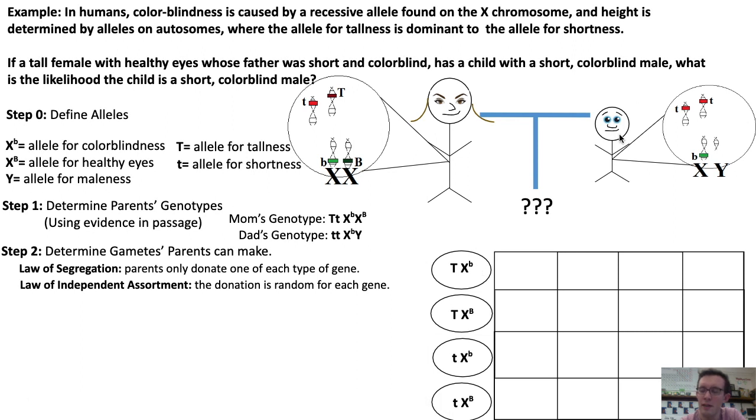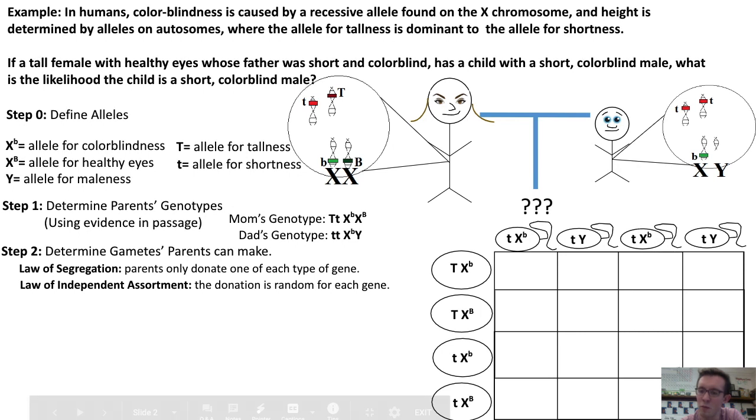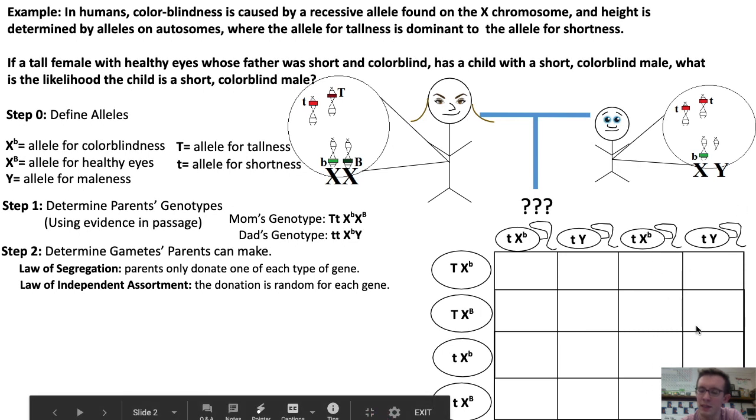Meanwhile, the father, in his sperm cells, could donate his short allele and his unhealthy X chromosome, or he could donate his short allele and his Y chromosome. Likewise, he could donate his other short allele and his X chromosome, or his other short allele and the Y chromosome. And if you notice that the man's gametes replicated themselves, that these two gametes are the exact same as these two gametes, you're not alone. Some biologists won't write these remaining two columns because they're just duplicates of the first two.